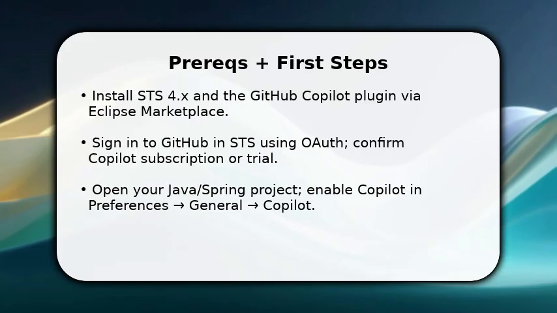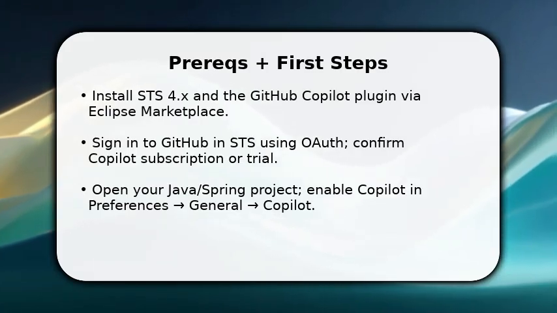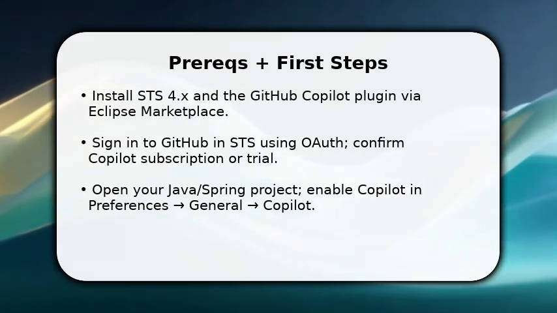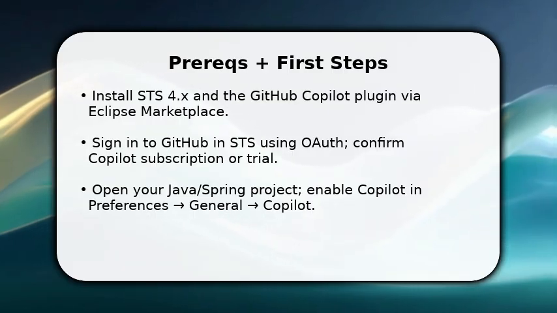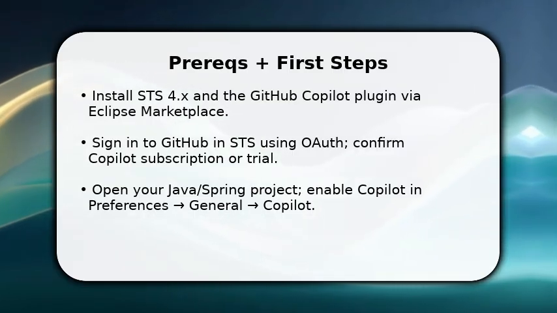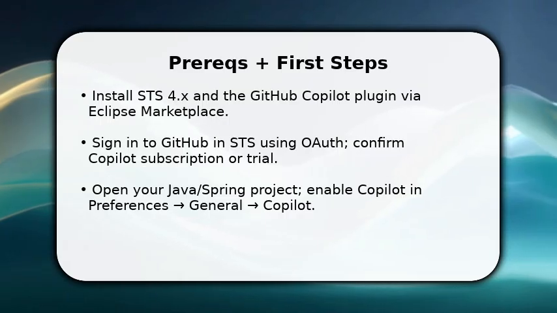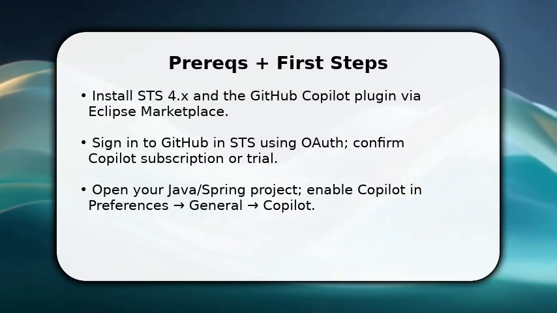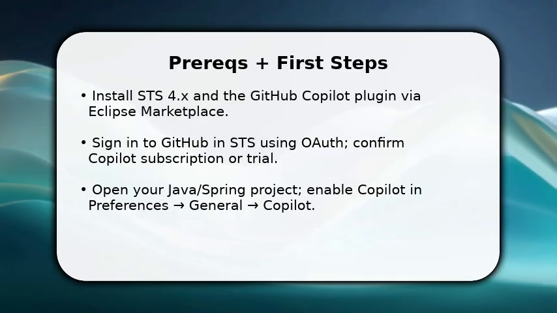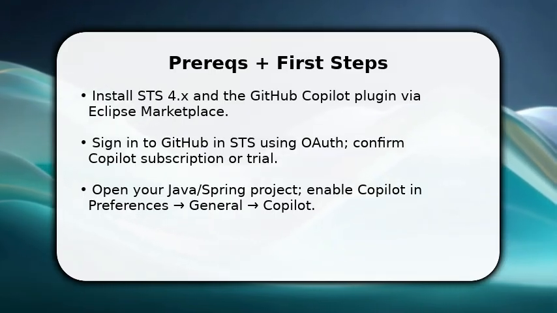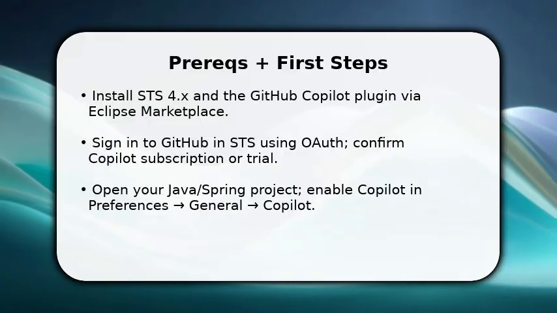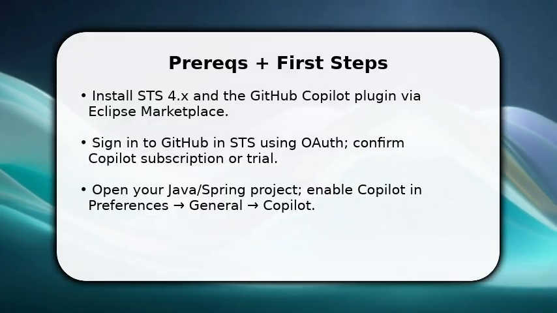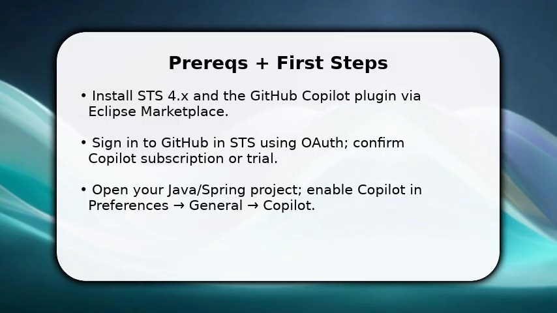You start by confirming prerequisites: SDS for X, a valid Copilot subscription, and a Java or Spring project open. Once done, install the GitHub Copilot plugin from the Eclipse Marketplace, then sign in to GitHub via SDS OAuth. Make sure Copilot is enabled under Preferences > General > GitHub Copilot, so suggestions appear.